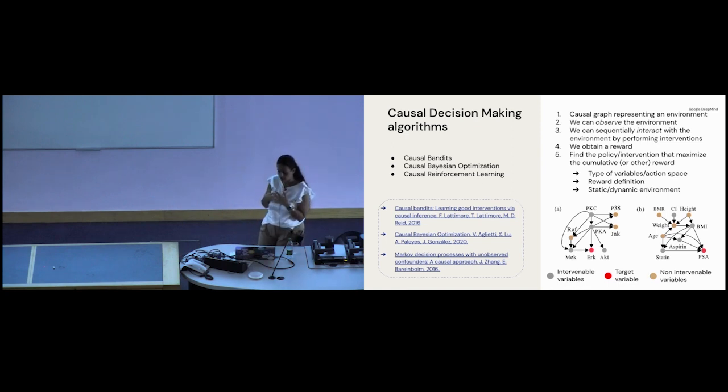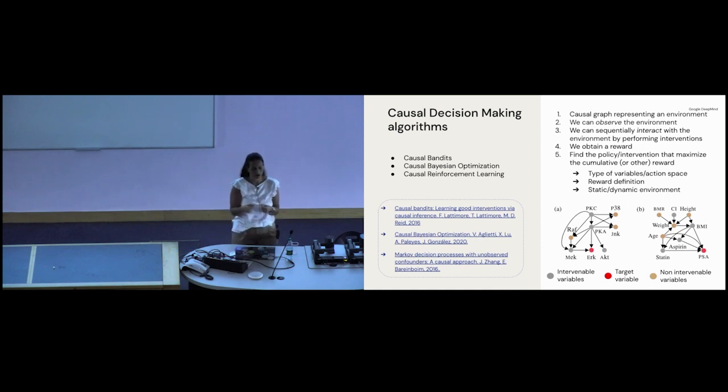There are some similarities among all of these problems and settings. First of all, in general, all of these algorithms consider the existence of a causal graph that represents an environment. It could be like a bandit problem in which you play at a casino, and you have an arm that represents an intervention and you observe your reward.